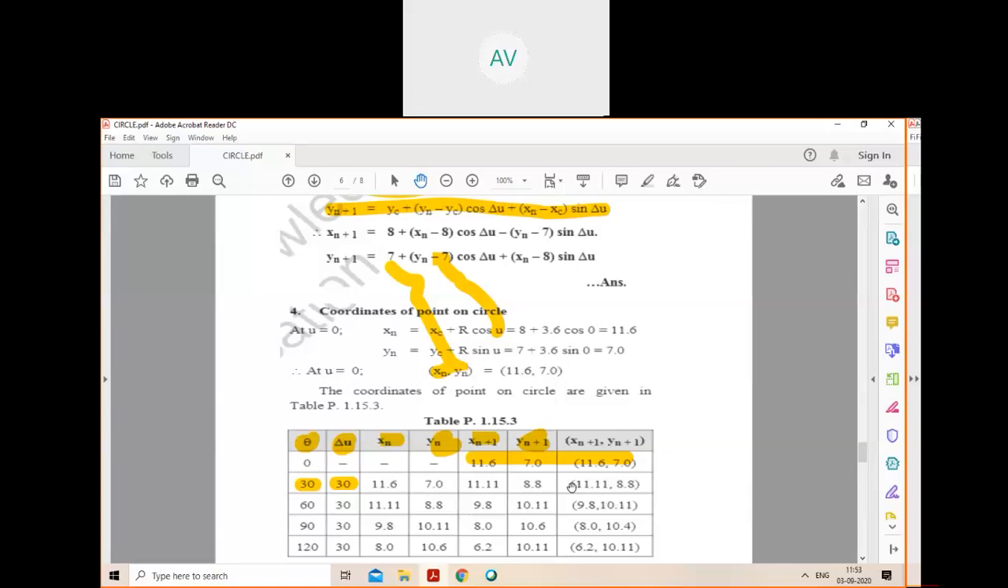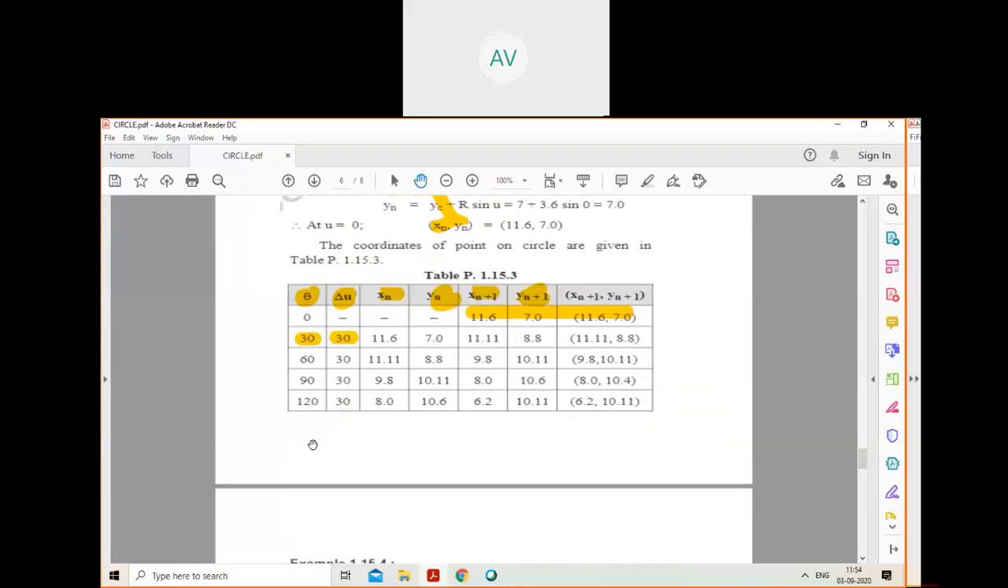So here, as per the question, at 30-degree the coordinates are 11.11 and 8.8, and at 120-degree the coordinates are 6.2 and 10.11. If you continue this calculation till 360-degree, with theta incremental 30 degree, how many points do you have to calculate in total? 12 points.